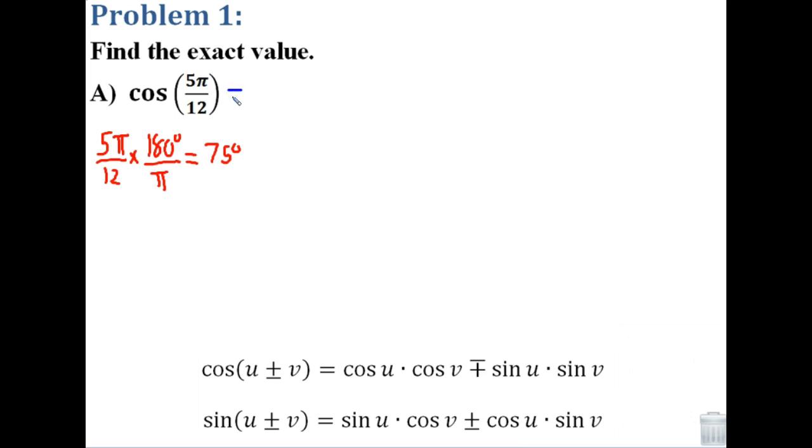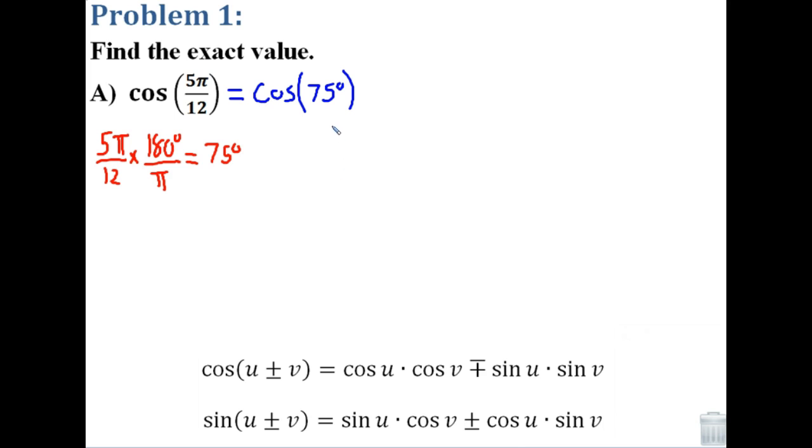So cosine of 5 pi over 12 is the same thing as cosine of 75 degrees. Now, in the past, when we've evaluated trig ratios by hand, we've only been able to do multiples of 30, 60, and 45, and 90, I suppose, because those are ones we had special right triangles for or could use quadrantal angles. What we're going to see here is that our sum and difference identities allow us to evaluate some different angles.